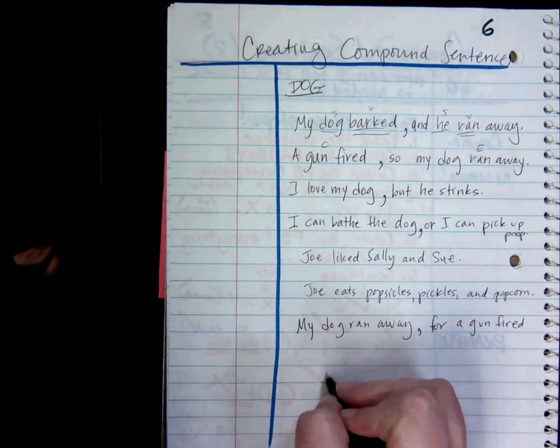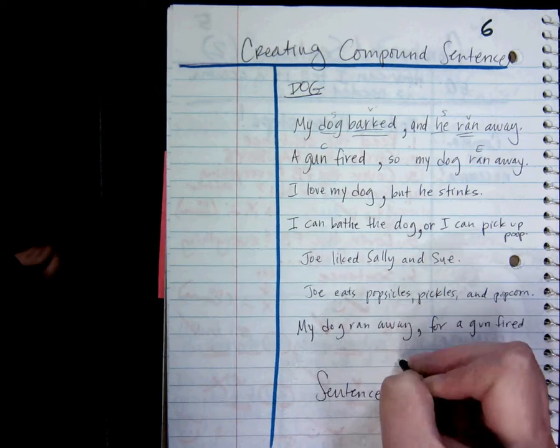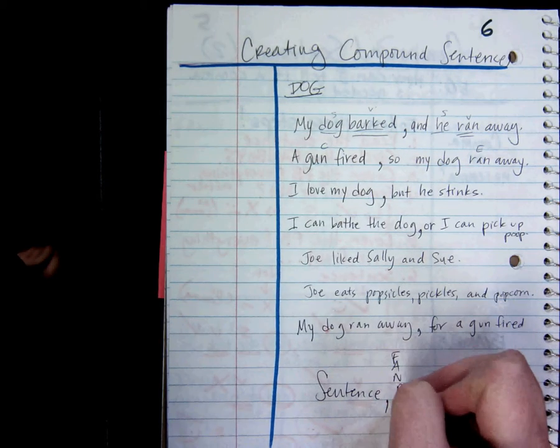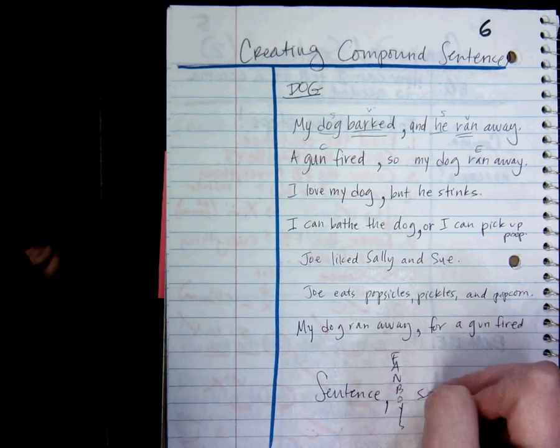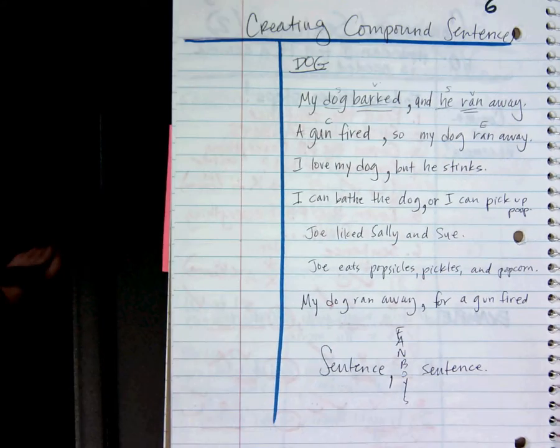So basically, remember: sentence, comma, fanboys, sentence. That's what you're aiming for anytime you create a compound sentence.